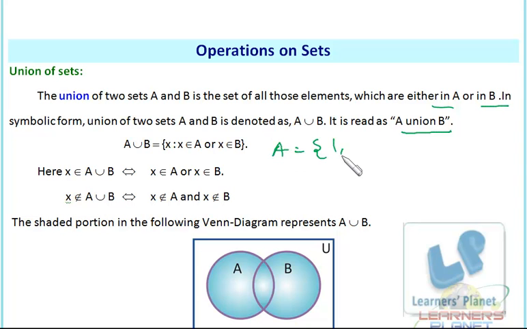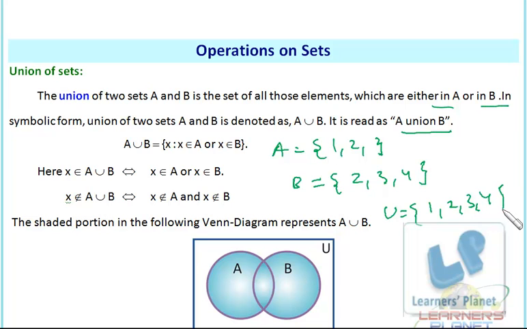I take an example. A is the set 1, 2 and B is the set 2, 3, 4. Then A union B will be 1, 2, 3, 4. All the elements of A will be there, all the elements of B will be there, but no repetition will be there. Since 2 is there in set A and also in set B, we will write 2 only once. So precisely all the elements of A, all the elements of B, but there is no repetition. So that is actually the union.